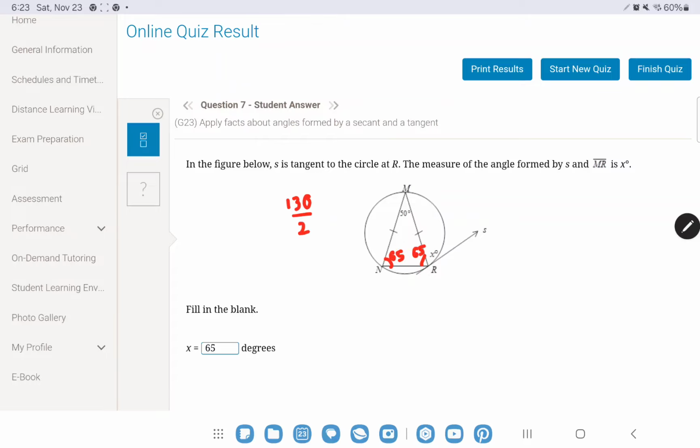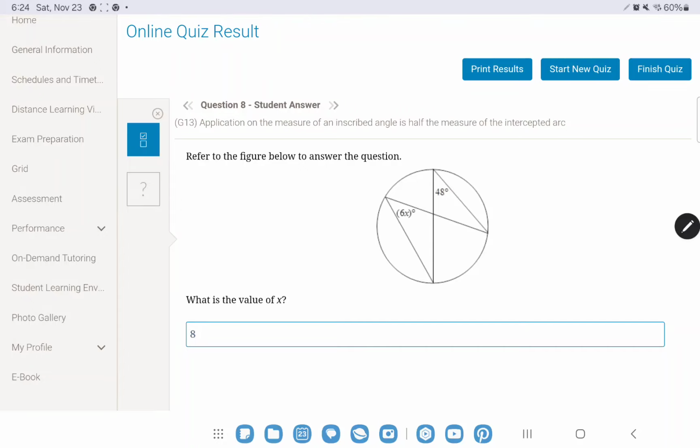Each angle of this is 65, and this one and this one are intercepting the same arc, so x must also equal 65. That's it. That's how you find your answers. This x answer in an isosceles triangle is always like the base angles, by the way. Moving on.